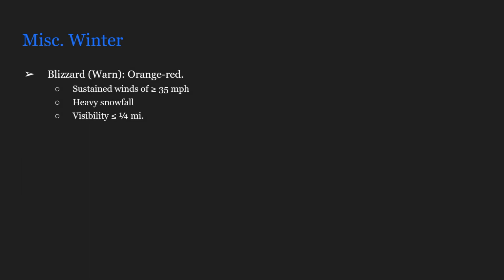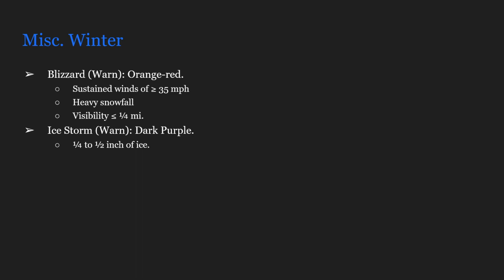We now have three separate miscellaneous winter weather warnings. First up is the blizzard warning. Sorry there. The blizzard warning is officially orange red. These are not issued very often, as blizzards are not too common, thankfully. Blizzard warnings do have strict criteria. Their criteria are sustained winds at or above 35 miles per hour, heavy snowfall, that rate I would assume being around half an inch to an inch per hour, and visibility equal to or less than a fourth of a mile.